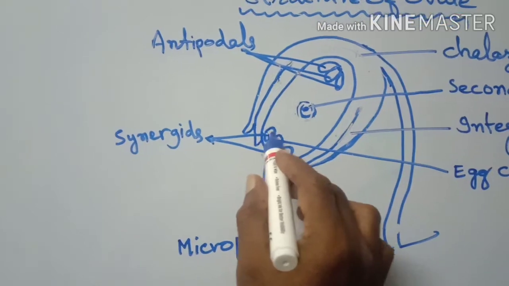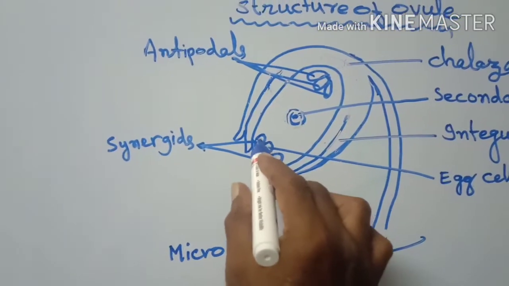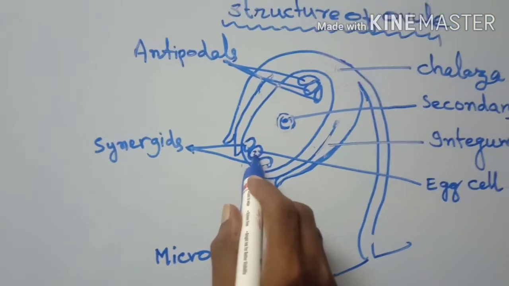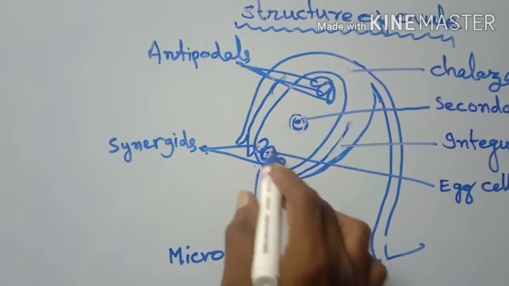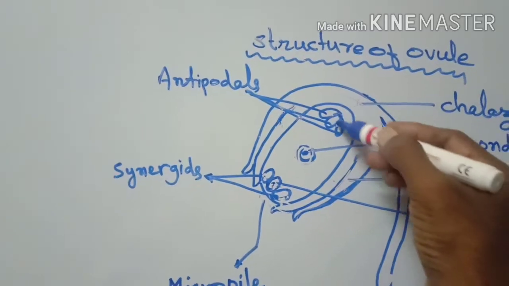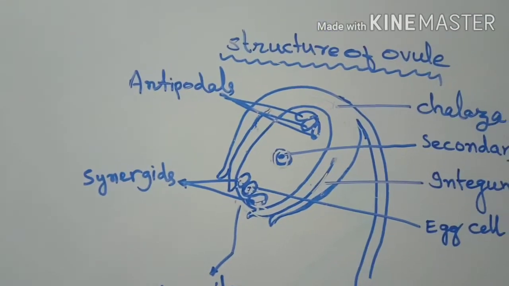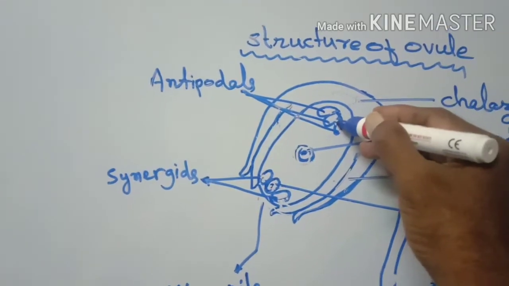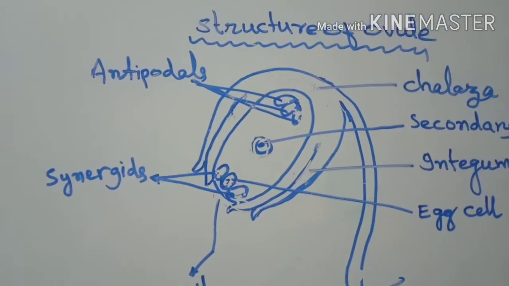Then to these sides, 2 cells are there. These cells are called synergid cells. These are also called helper cells. So it is an egg cell, which is also called the female gamete. Then on both sides, synergid cells are there. They are also said to be helper cells. Then at the back side of the ovule, 3 cells are arranged. These 3 cells are called antipodals. Their function is that they help in the travelling of the male gametes through the pollen tube.